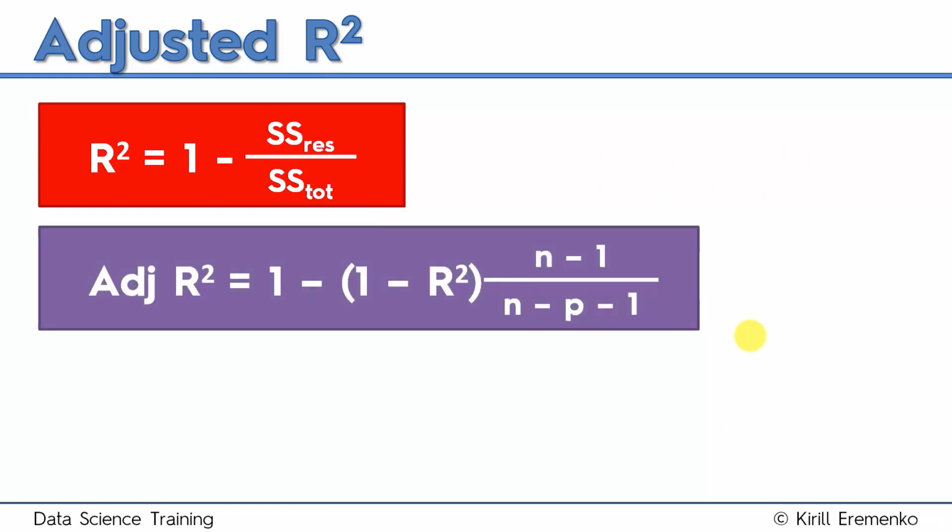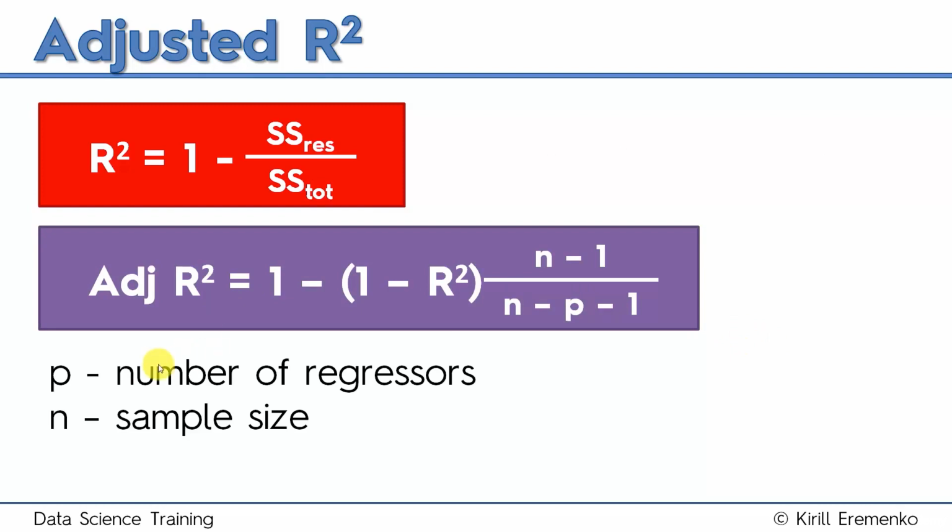And this is the formula for adjusted R squared. Here, P is the number of regressors, so the number of independent variables, and n is the sample size, over here. Now they say that adjusted R squared has a penalization factor. It penalizes you for adding independent variables that don't help your model. And let's talk about that. That's the important bit about adjusted R squared.